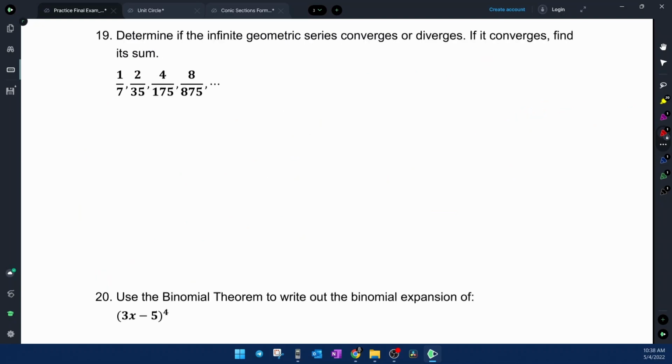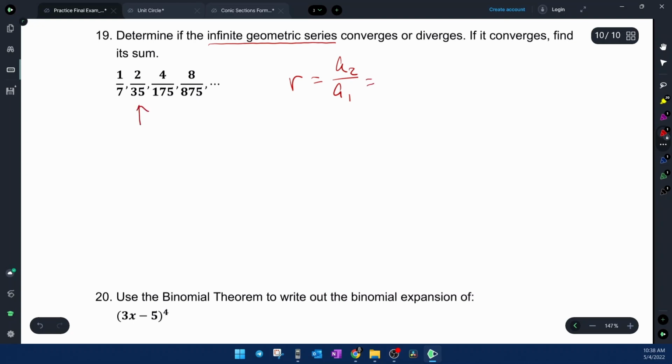Number 19, determine if the infinite geometric series converges or diverges. So since they tell me the series is geometric, I know there's a common ratio. And we have a formula to find that value. That is a sub 2 divided by a sub 1. So our second term is 2/35. We need to divide that by the first term, which is 1/7.